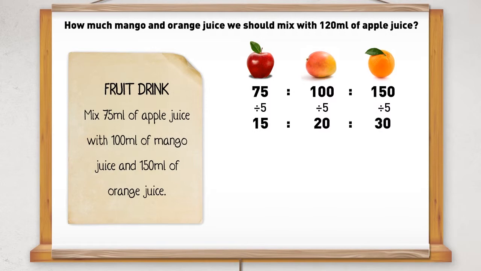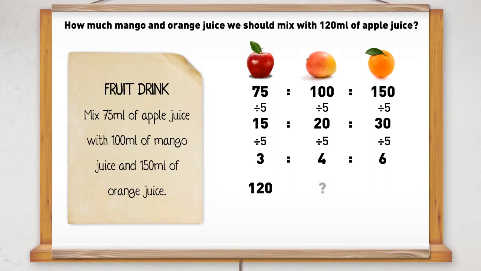We can now simplify it further because 5 divides exactly into 15 and 20 and 30. 15 divided by 5 is 3, 20 divided by 5 is 4, and 30 divided by 5 is 6. So this is the ratio in its simplest form, as there are no numbers which will divide exactly into 3 and 4 and 6. We have 120 millilitres of apple juice.